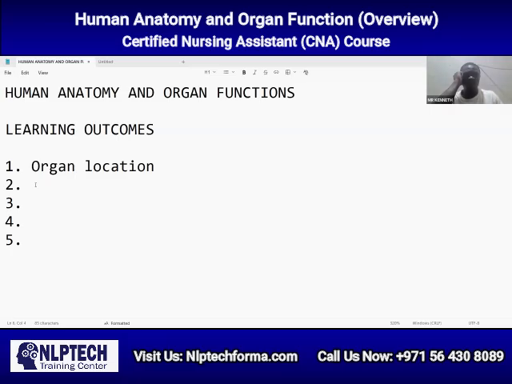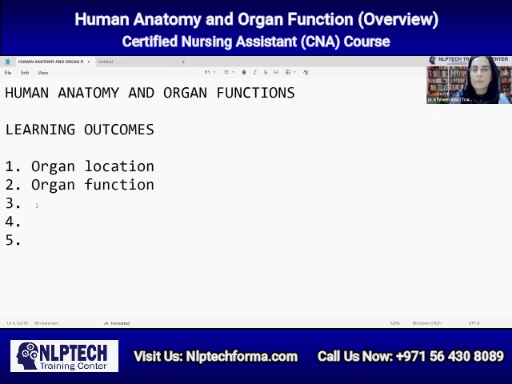Second thing that you will learn, organ function. What is the function of this organ? And if my patient has a problem, he has a symptom, it means that organ is not functioning well. All right. And thirdly, we'll talk about basic lab test and/or scan.